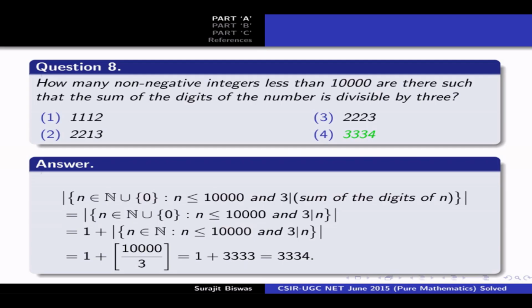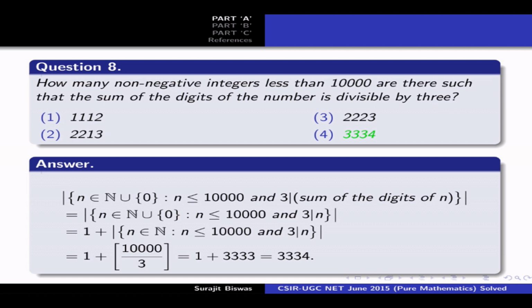Question number 8. How many non-negative integers less than 10,000 are there such that the sum of the digits is divisible by 3? So as a set, these integers can be written as n non-negative such that n is less than or equal to 10,000 and 3 divides the sum of the digits of n.